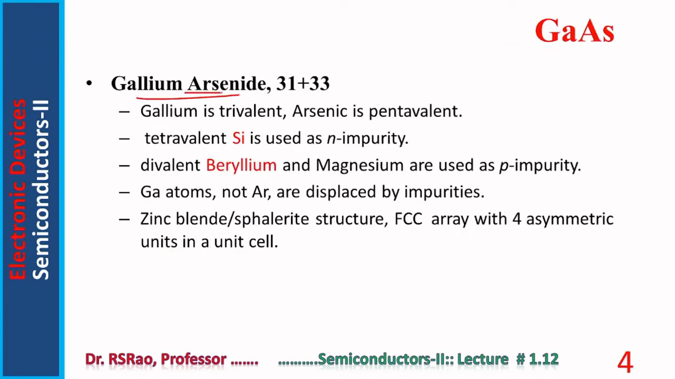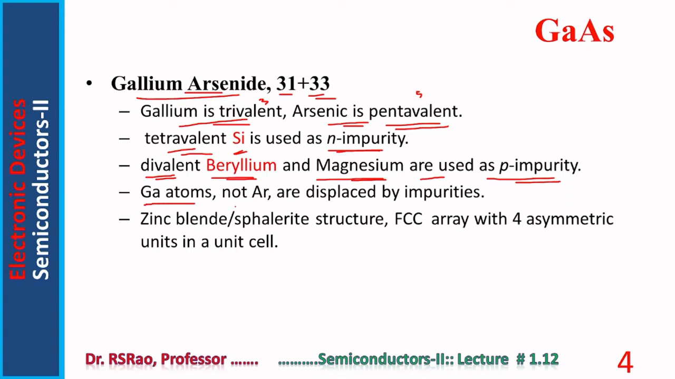Now gallium arsenide. It is 31 plus 33. Gallium is trivalent, arsenic is pentavalent. Trivalent means 3 electrons in the outer orbit, pentavalent means 5 electrons in the outer orbit. Tetravalent silicon is used as an N type impurity. Divalent beryllium and magnesium are used as P type impurities.